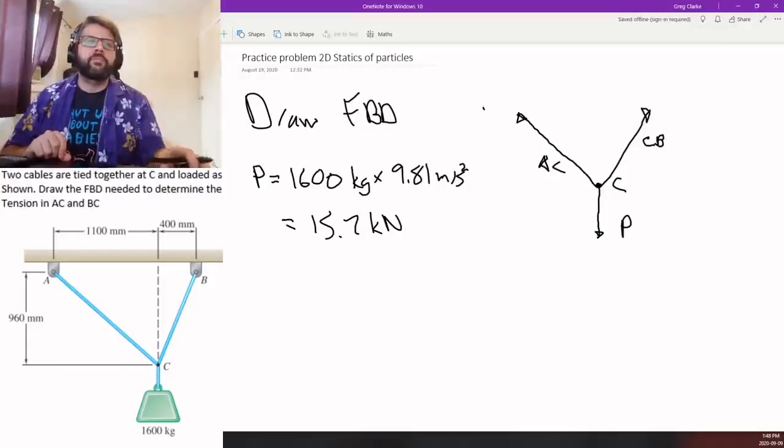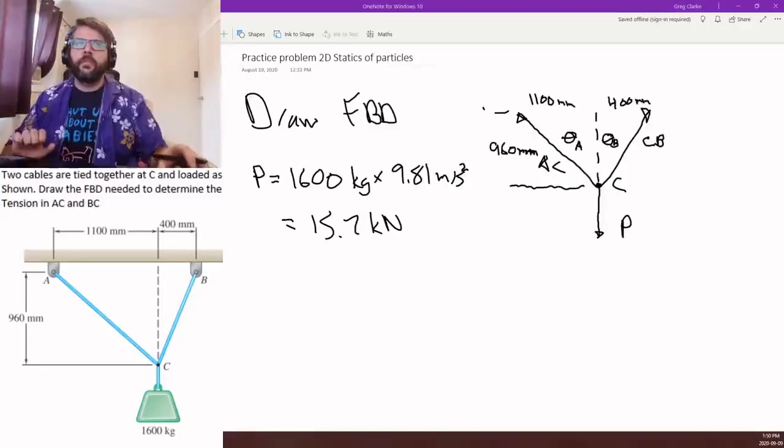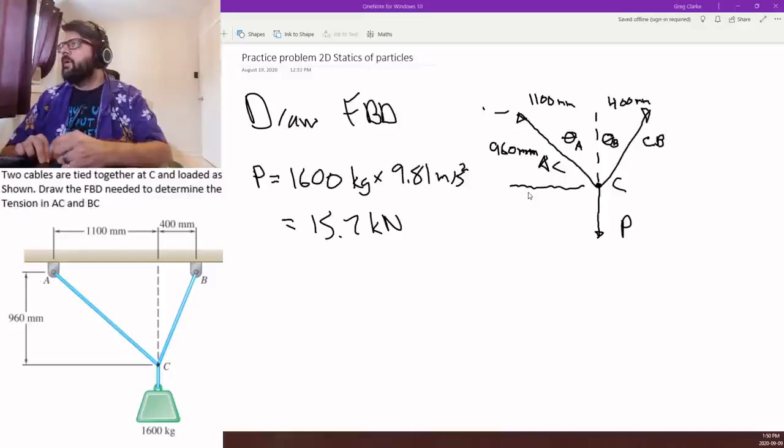So anyways, next thing we're going to do here is to figure out what our angles are. We're going to need that to do our free body diagram too. So I've gone ahead and labeled the dimensions here. And when we want to find out what these angles are, we just take the inverse tan. So theta B is going to be the inverse tan of 400 over 960 millimeters.